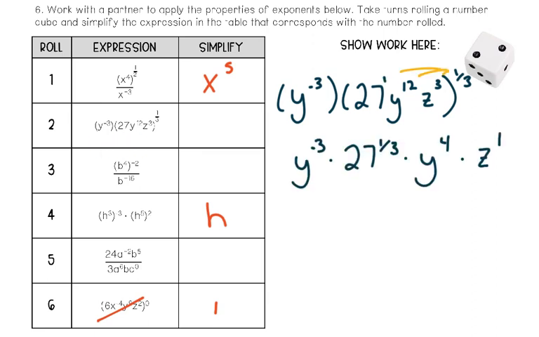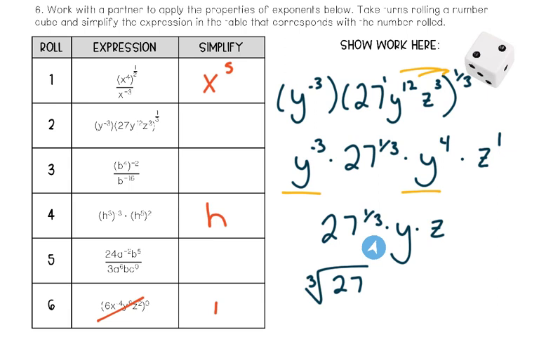First thing you should have done is brought down the y to the power of -3, and then you should have applied the power rule up here. 1/3 of 1 is 1/3. 1/3 of 12 is 4. 1/3 of 3 is 1. Next, use the product rule, and then finally rewrite this expression in radical form.